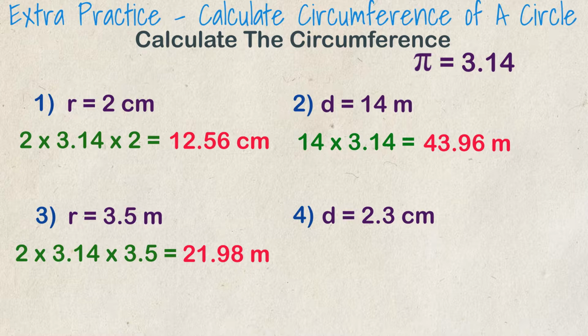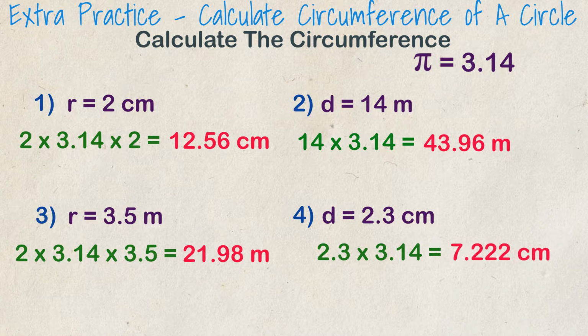Last example. Find the circumference of a circle with a diameter of 2.3 centimeters. We take 2.3 and multiply it by 3.14 for a total of 7.222 centimeters. Now that was pretty quick and straightforward.